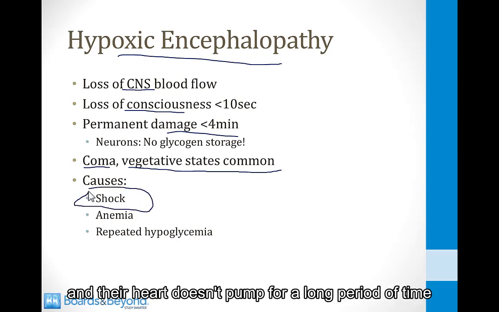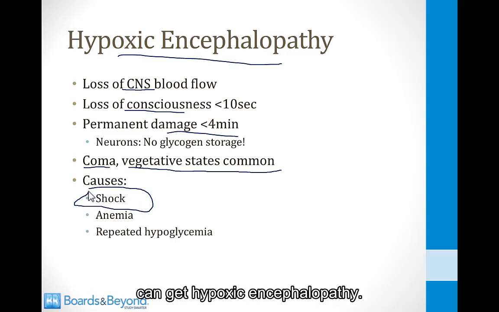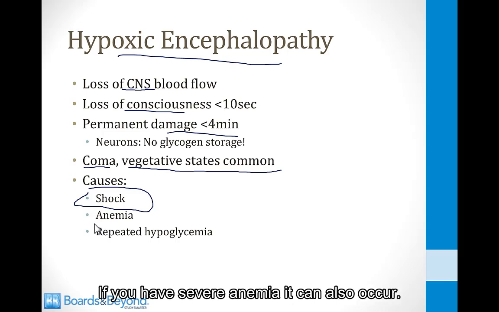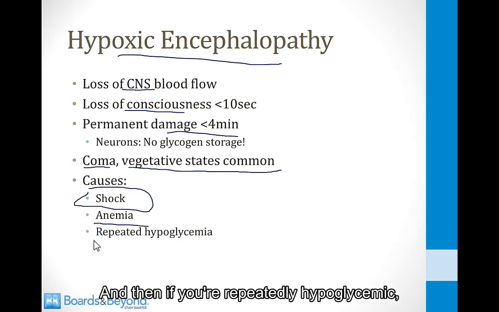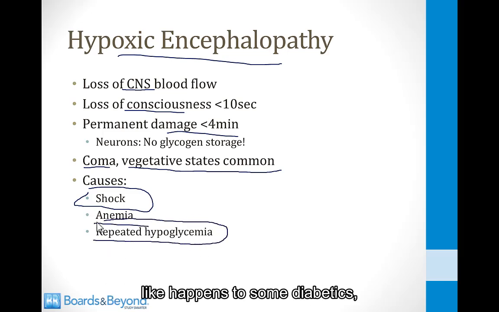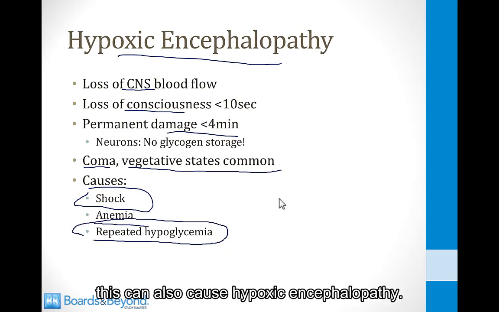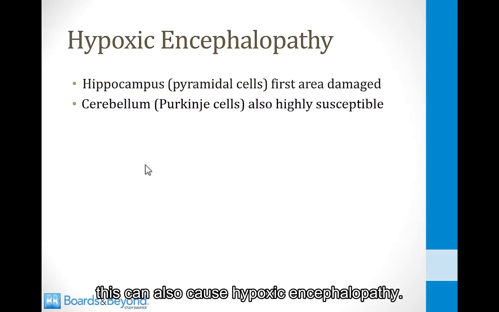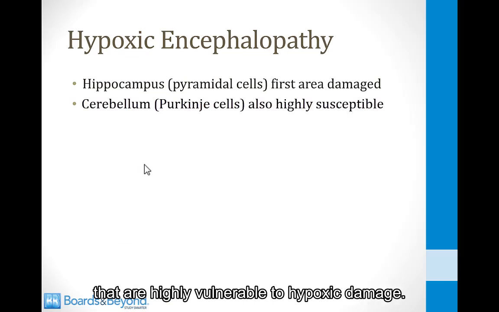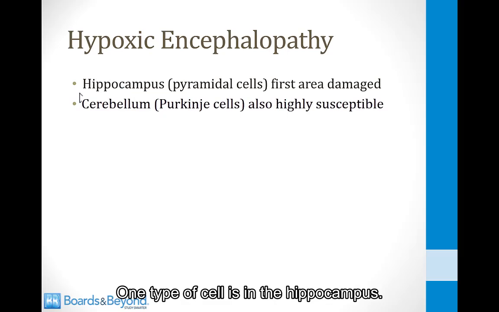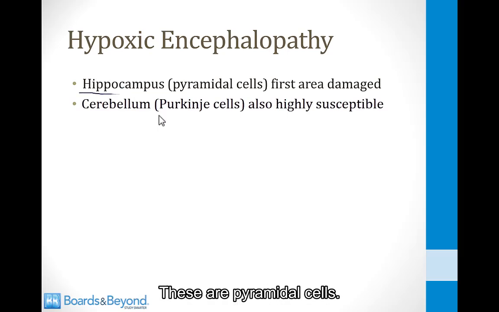And this can be caused by things like shock, so a patient who has a massive heart attack and their heart doesn't pump for a long period of time can get hypoxic encephalopathy. If you have severe anemia, it can also occur. And then if you're repeatedly hypoglycemic, like happens to some diabetics, this can also cause hypoxic encephalopathy. It's high yield to know the two types of cells that are highly vulnerable to hypoxic damage. One type of cell is in the hippocampus. These are pyramidal cells.